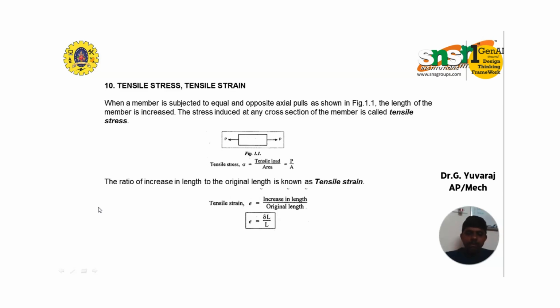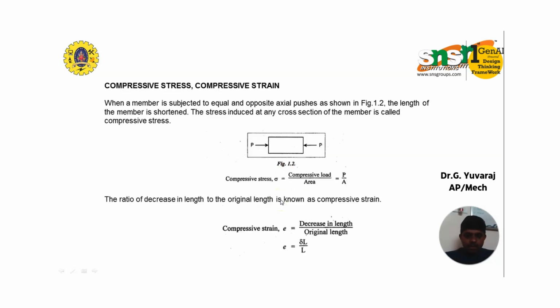In the image you see here, this is an object subjected to axial pull, one in the left direction and another in the right direction. Because of the axial pull, some stresses are induced, which is what we call tensile stress. Tensile stress is equal to tensile load divided by area. Similarly, tensile strain is the increase in length divided by the original length.